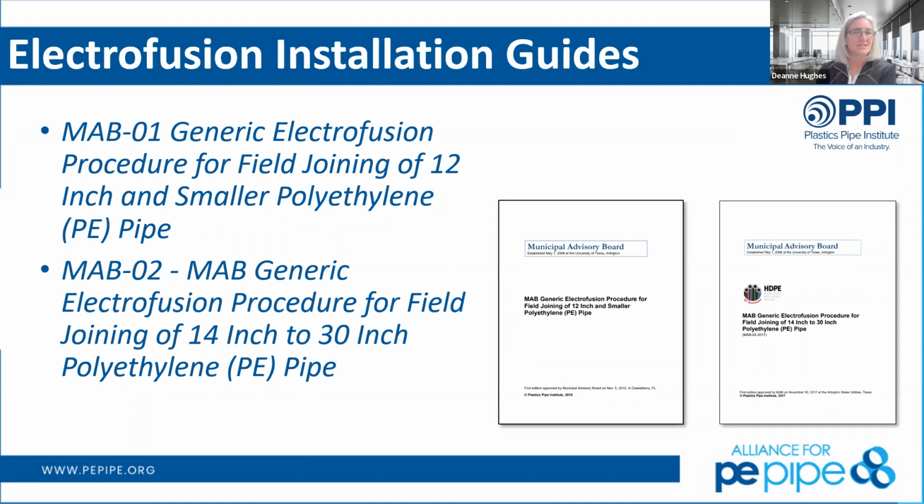One is for 12-inch and smaller, and one for 14 to 30-inch, MAB1 and MAB2. Those are really nice generic standards. If you don't have guidance from a particular electrofusion manufacturer, these are the go-to references. And they're free. And they're free, of course.